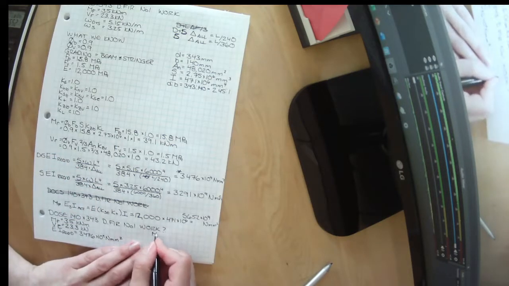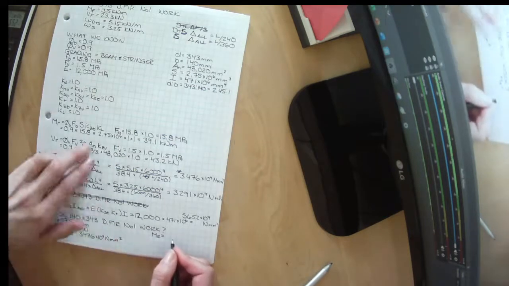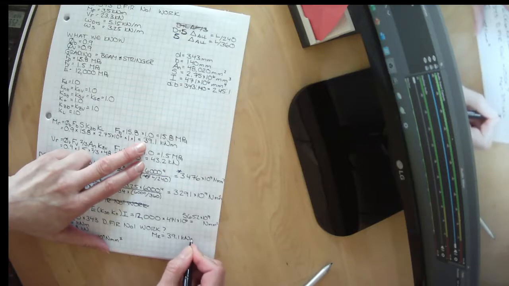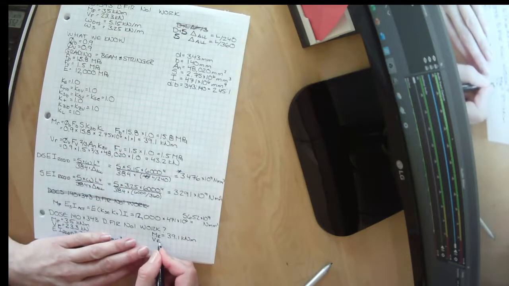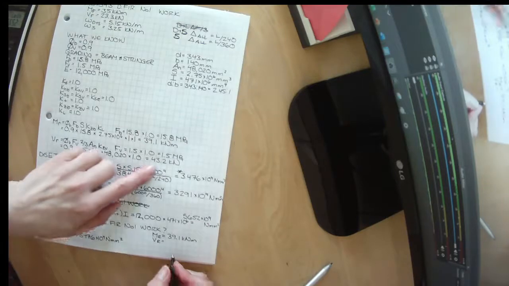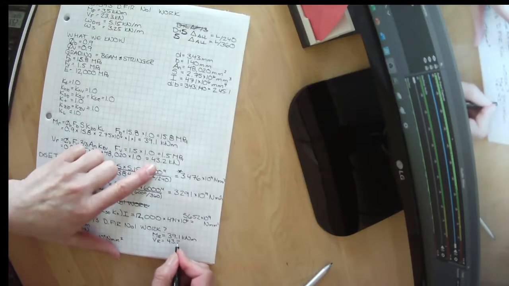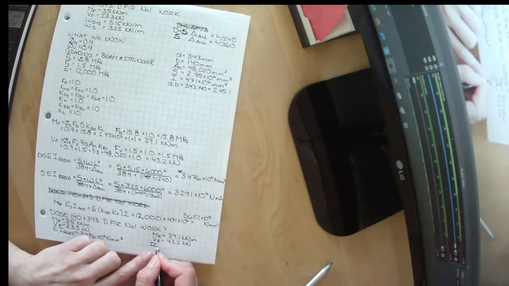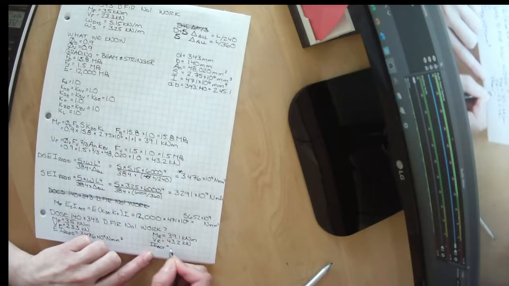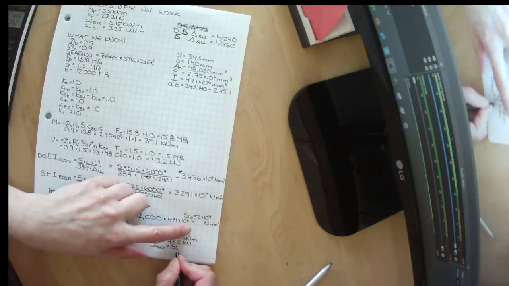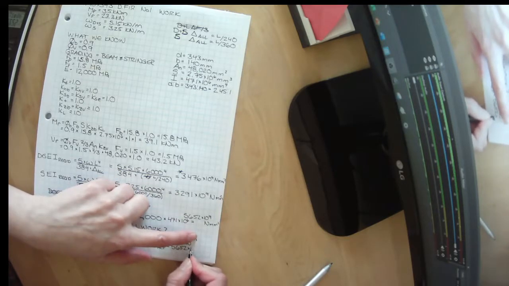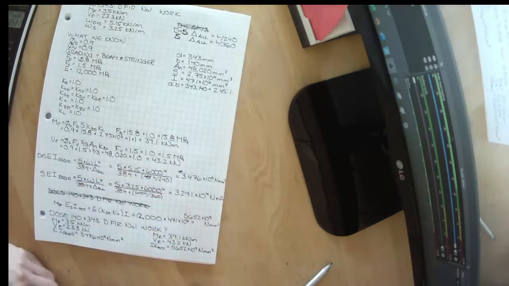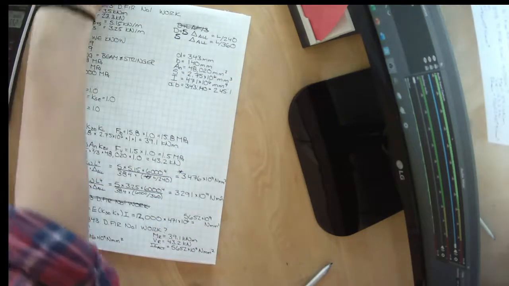Let's write out what we've got. Mr, we calculated to be 39.1 kilonewton meters. Vr, we've calculated as 43.2 kilonewtons. And EI actual, we calculated as 5,652 times 10 to the 9 newton millimeters squared.